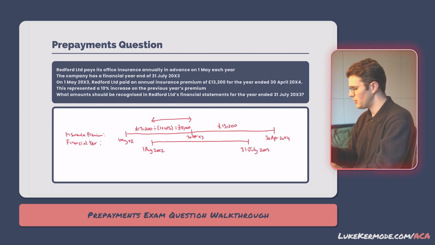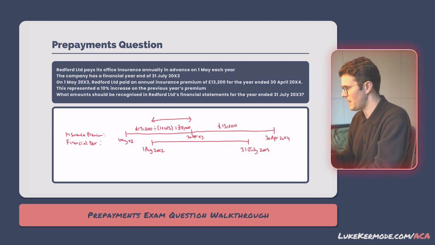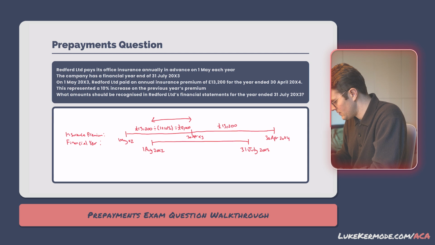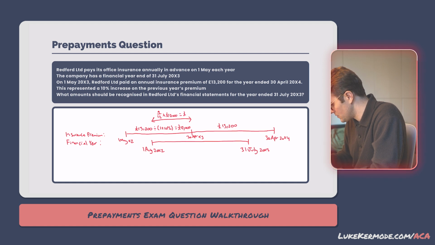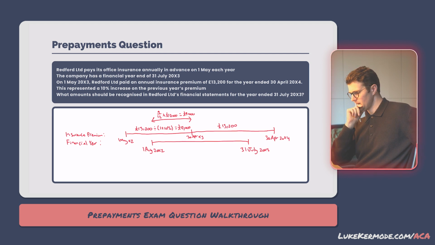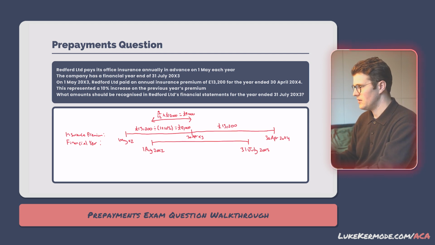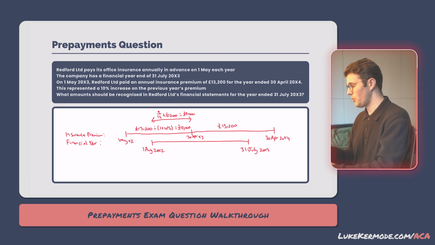So the amount that needs to be included within our insurance premium expense for that period is equal to 9 over 12 multiplied by £12,000 equals £9,000. For the second insurance policy, the one that runs to April 2004, only 3 months falls within our financial year.